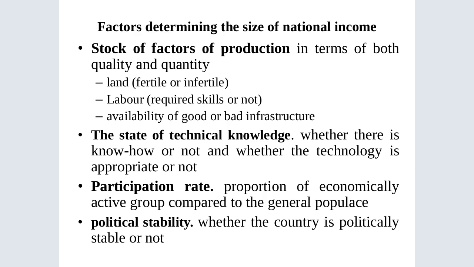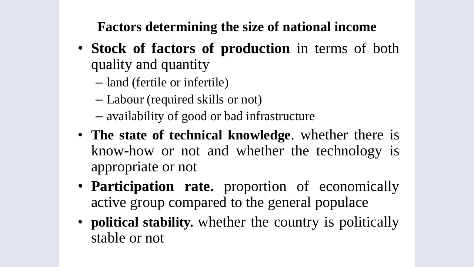So when you talk about the factors of production, we mean land, labor. We also have other factors that are used in the national income statistics. So we have natural resources. They can also determine the size of the national income.